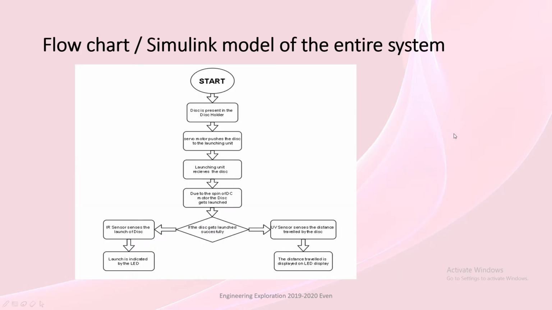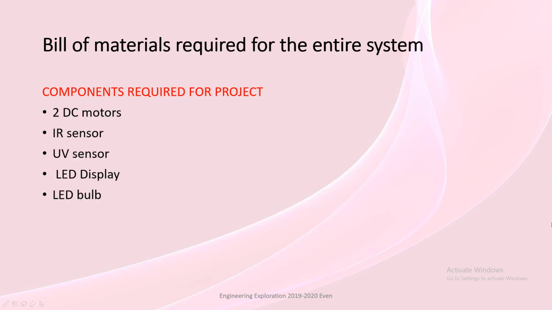The flowchart, the working of our entire system, is as follows. Starting with the disk in the disk holder, the DC motor pushes the disk to the launching unit by its spin, and if the disk gets launched successfully, the IR sensor senses the launch of the disk, and it is indicated by the blink of the LED. At the same time, the UV sensor senses the distance traveled by the disk, and the distance traveled is displayed on the LED display.